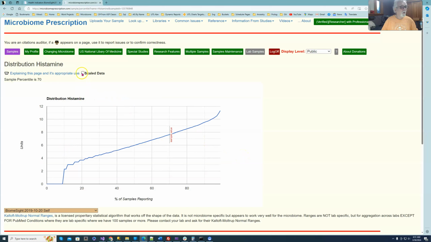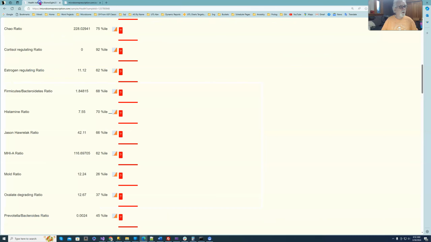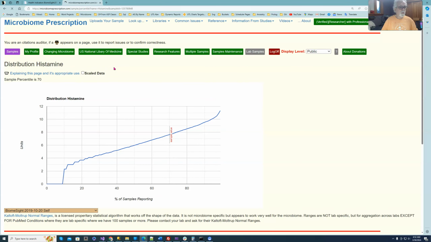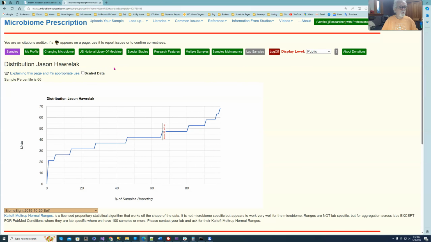And there we have it with the raw scale. So I'm relatively high. Ideally, you want to be down low, simply because histamine means allergy, hay fever, etc. Jason Harlick's ratio. And you see this is stepwise, mainly as a byproduct of his ratio picking only a small number of bacteria, so the match there. So I'm doing pretty good.